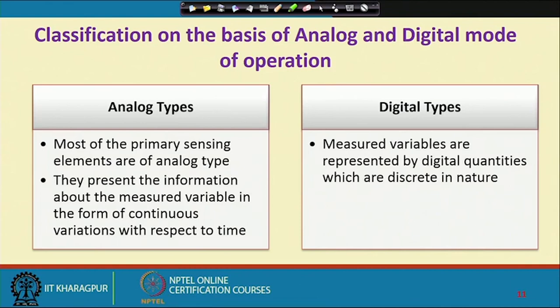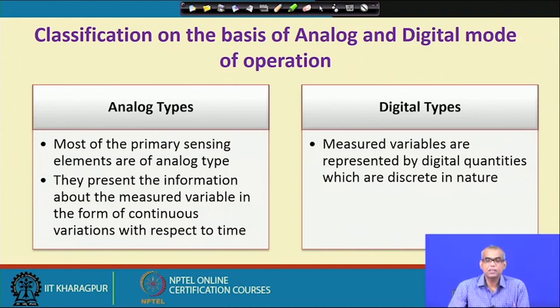Another classification is on the basis of analog and digital mode of operation. You are all familiar with analog type instruments and digital type instruments. Most of the primary sensing elements are of analog type, although the number of digital types is increasing day by day these days. Analog type instruments present the information about the measured variable in the form of continuous variation with respect to time, whereas digital types represent it by digital quantities which are discrete in nature. So, it depends on whether the information about the measured variable is presented as an analog signal, which is a form of continuous variation with respect to time, or is represented by digital quantities which are discrete in nature.